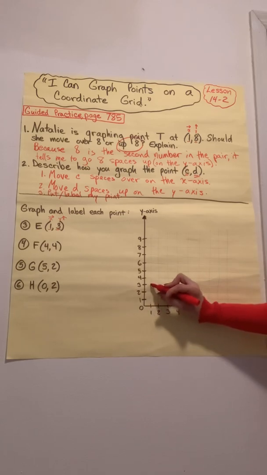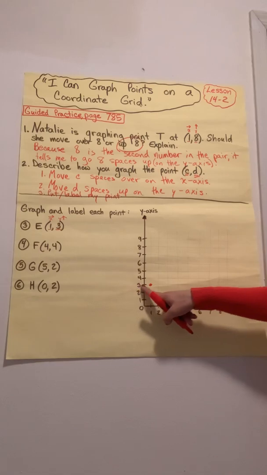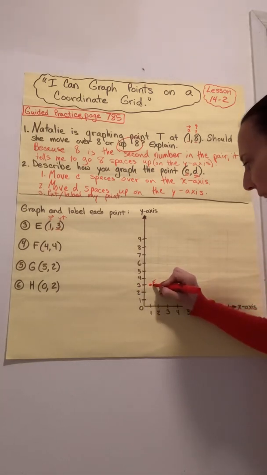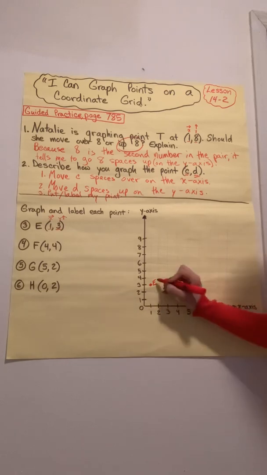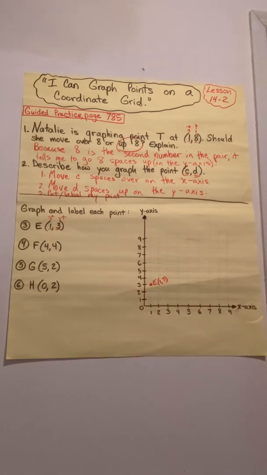1, 2, 3. I'm going to put my point right here, where this line going up from the 1 crisscrosses this line going across from the 3. And that is point E. It's at 1 over, 3 up. Okay, easy enough.